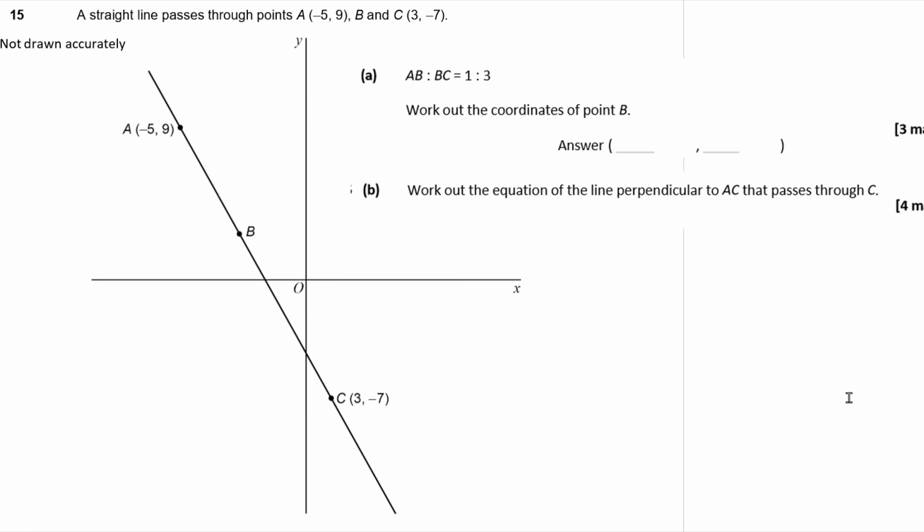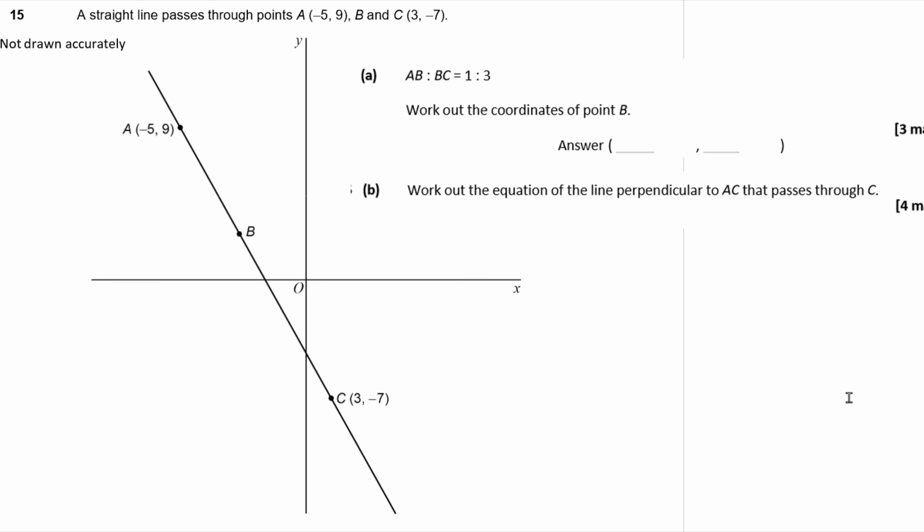Question 15. A straight line passes through points A, which has coordinates -5, 9, and C, which has coordinates 3, -7, and B. They don't tell us what B is. A to B to B to C is in the ratio of 1 to 3. Work out the coordinates of point B.